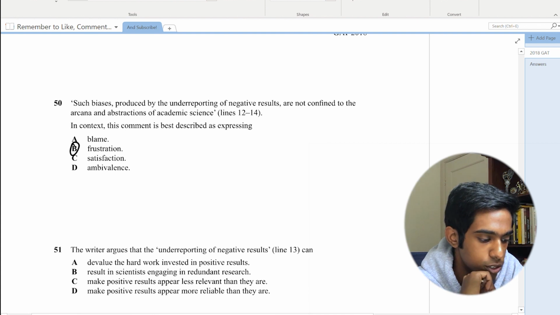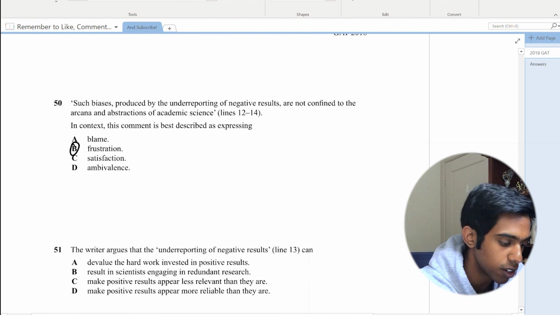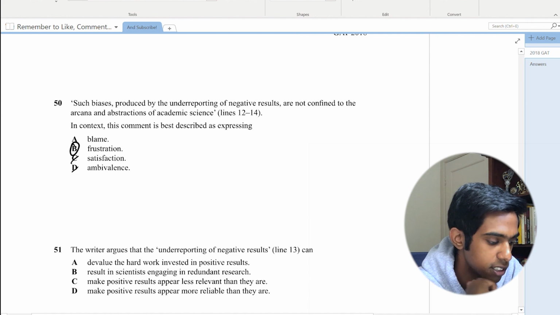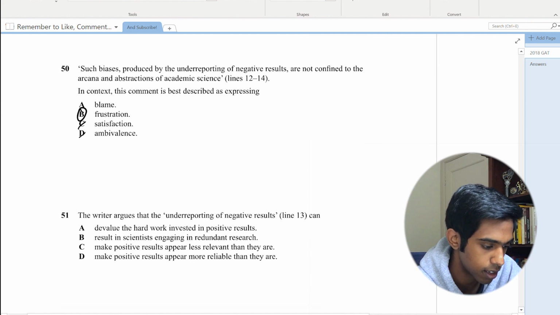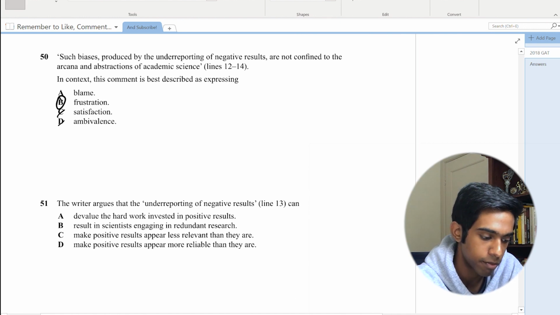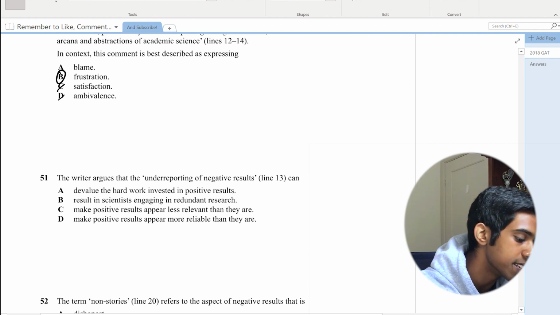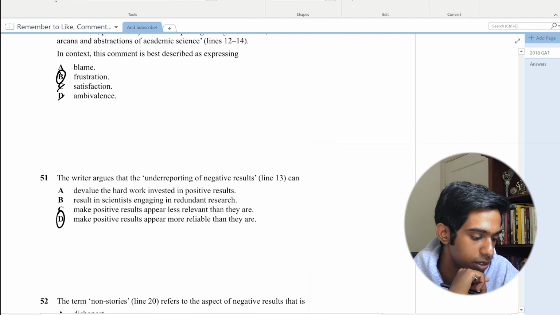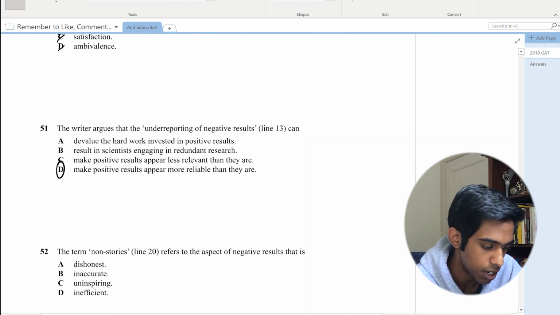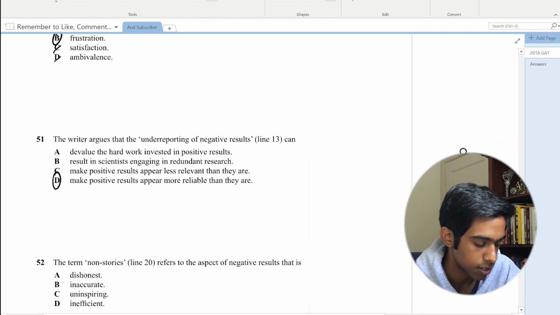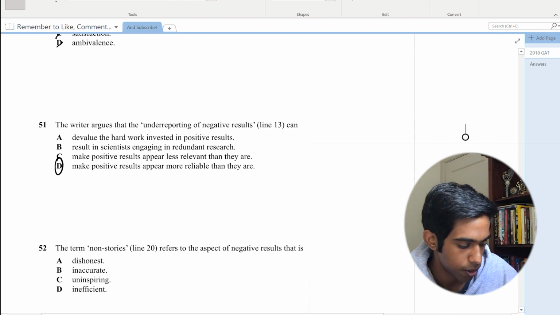This one is pretty hard. I'm actually not 100% sure about this, but it's not D or C, satisfaction or ambivalence. It's definitely A or B, in my opinion, at the moment, the way I'm thinking. The writer argues that the underreporting of negative results can, we just read this part, but it would be D, make positive results appear more reliable than they actually are. The term non-stories, line 20, refers to the aspect of negative results that is dishonest, inaccurate, uninspiring, or inefficient.